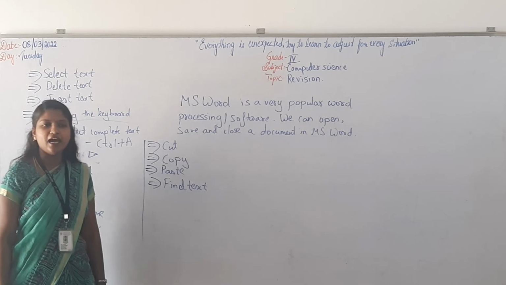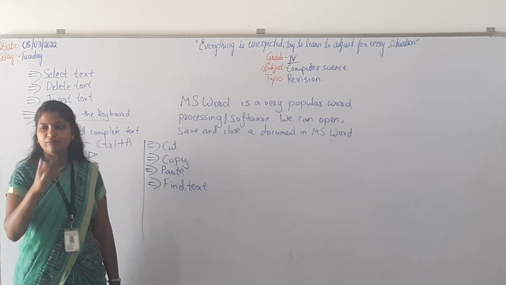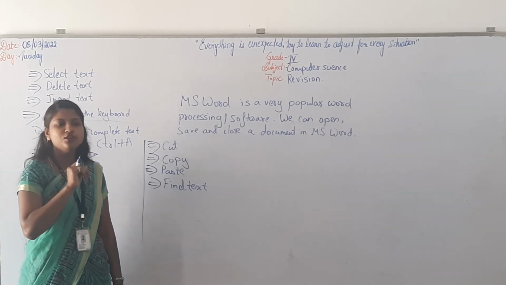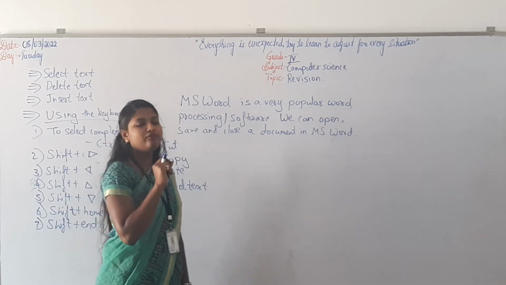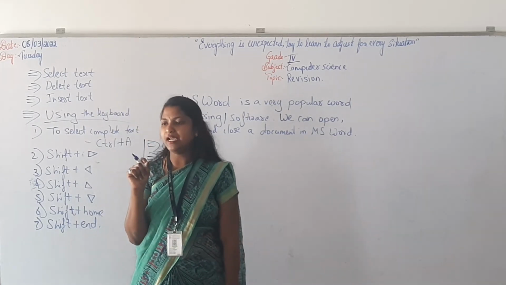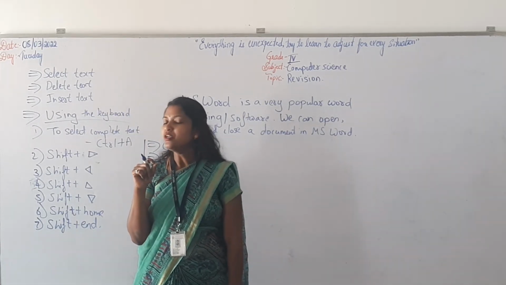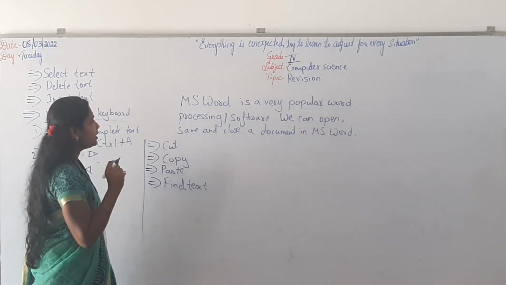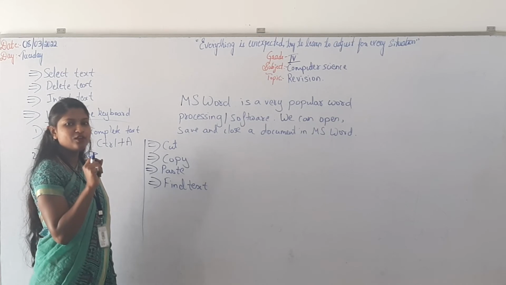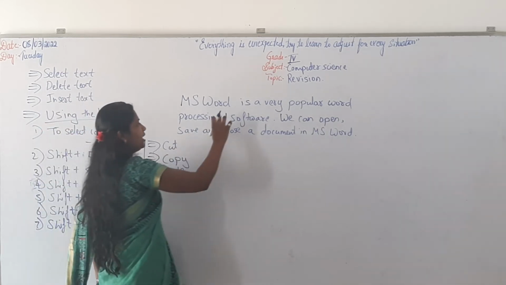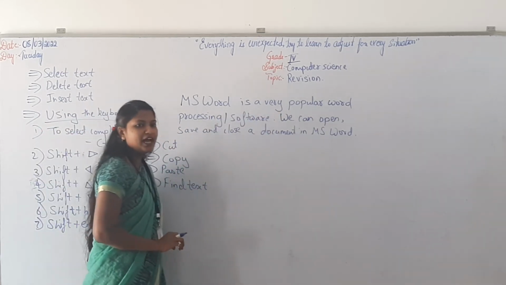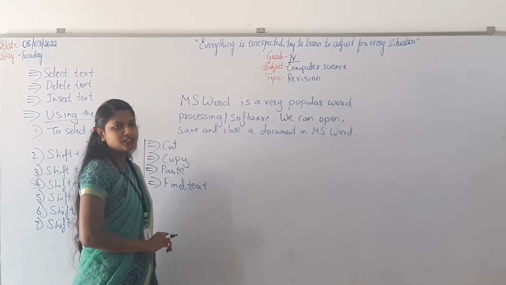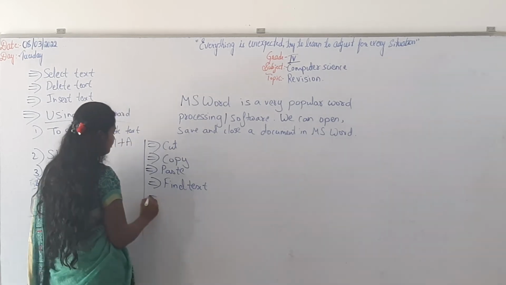When you click on find, a window box appears. In that window box, you have to type the word which you want to find. As soon as you type, for example, if I type software, my software will be displayed in blue color. Understood? Then what we have?